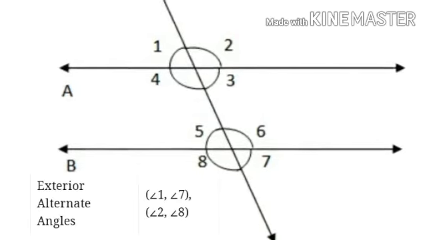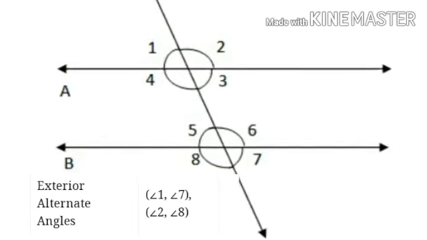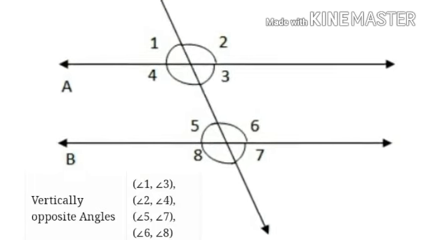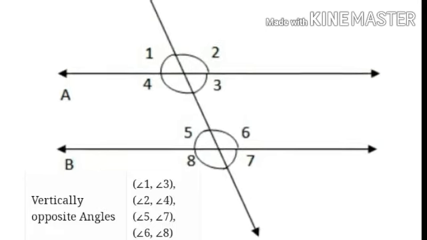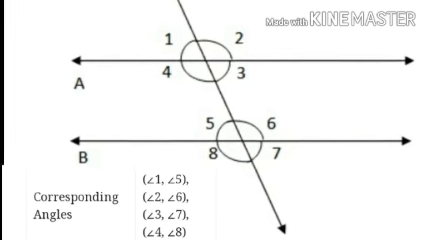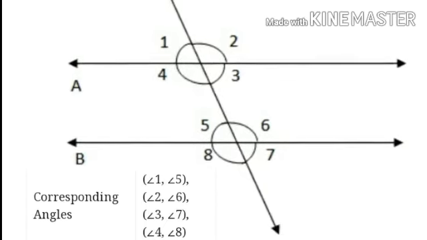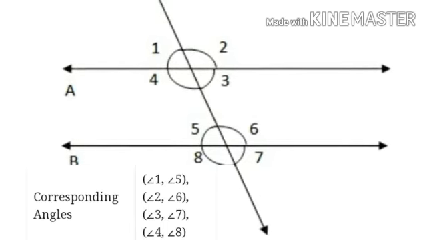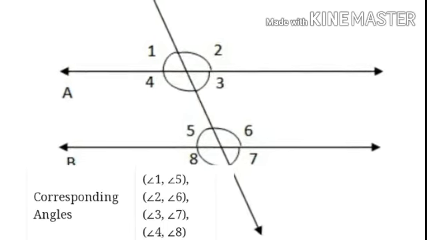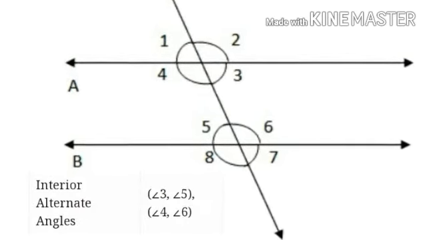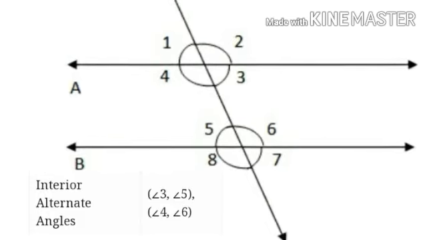Exterior alternate angles. Angle 1 and angle 7, and angle 2 and angle 8 are exterior alternate angles. Vertically opposite angles. Angle 1 and 3, angle 2 and 4, angle 5 and 7, angle 6 and 8 are vertically opposite angles. Now corresponding angles. Angle 1 and 5, angle 2 and 6, angle 3 and 7, and angle 4 and 8 are corresponding angles. Interior alternate angles. Angle 3 and angle 5, and angle 4 and 6 are interior alternate angles.